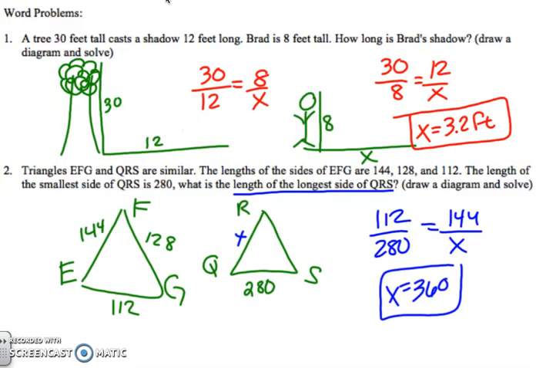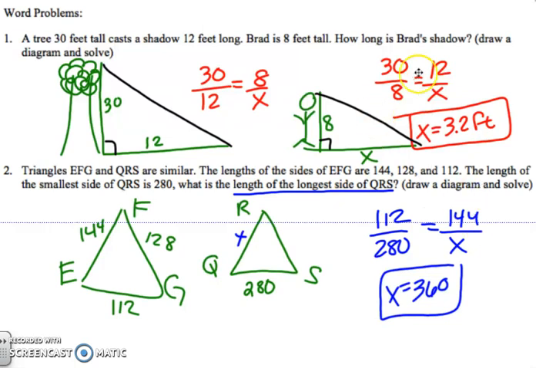Now you had some more problems, which get fun because you get to draw things. I had a tree that was 30 feet tall, and I had a shadow of 12 feet. Shadows are going to be on the ground, height's going to be up and down. And then you've got Brad, eyeless Brad over here, who is 8 feet tall, and I don't know how long his shadow is. Technically this is a triangle with a right angle.